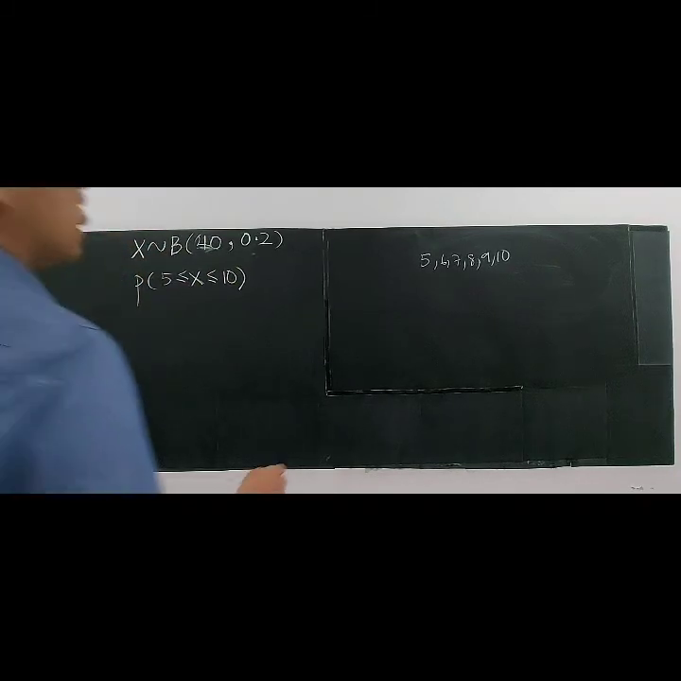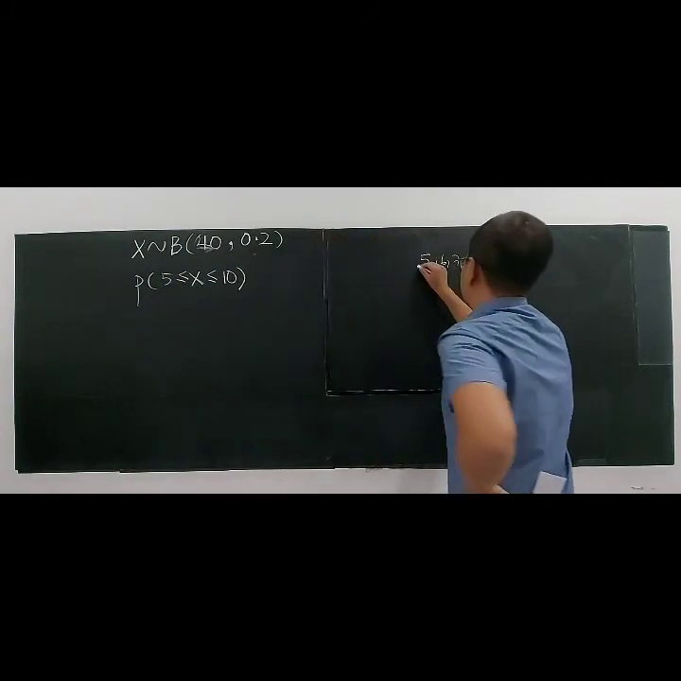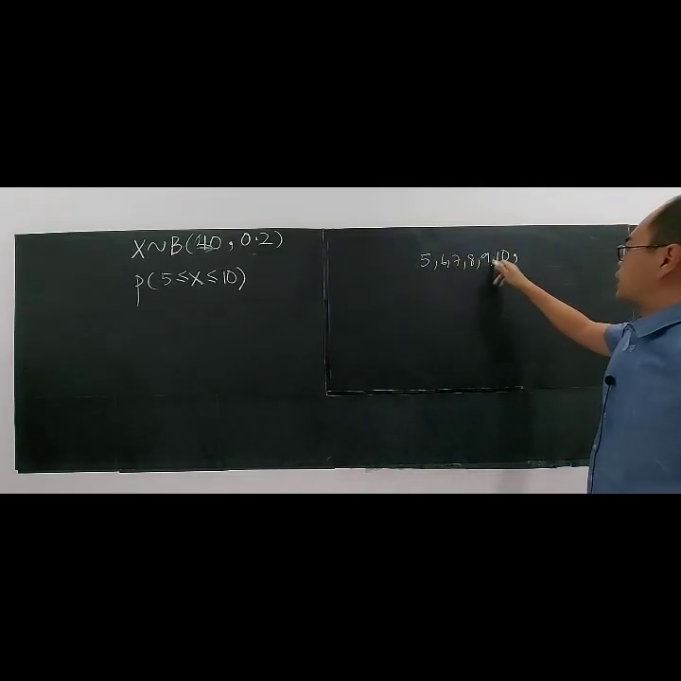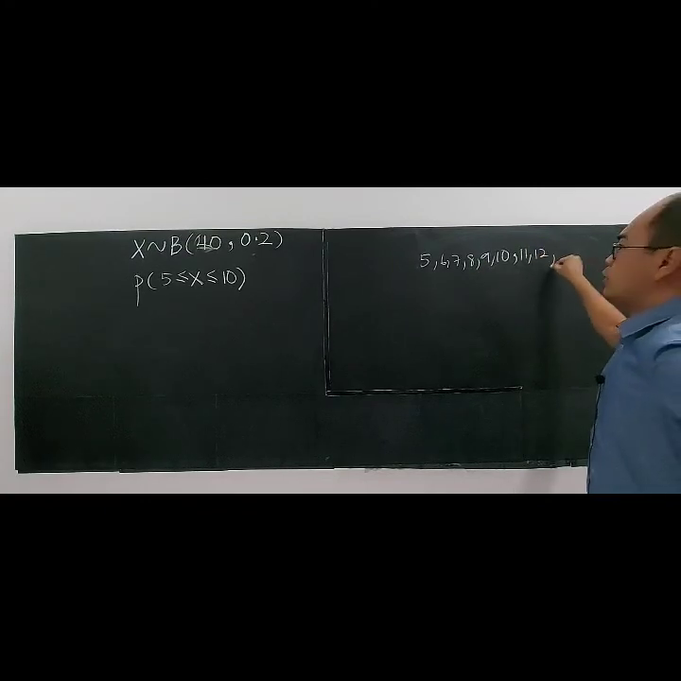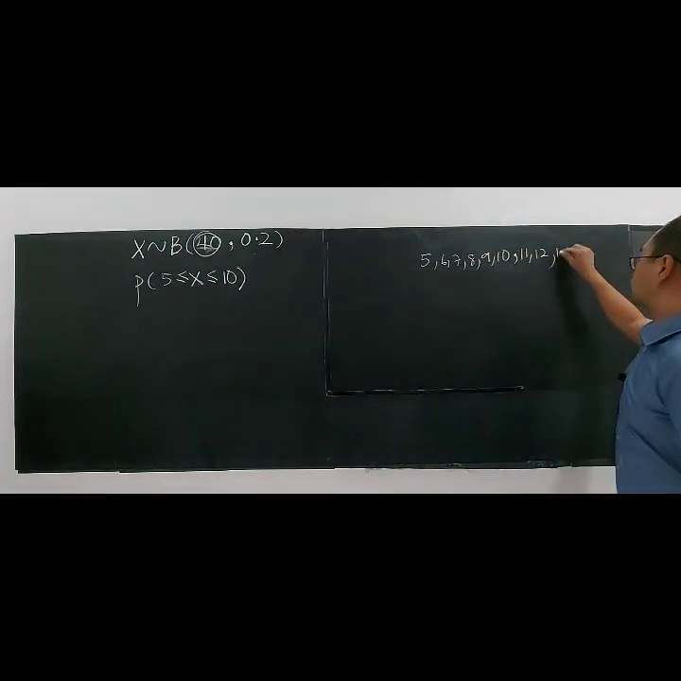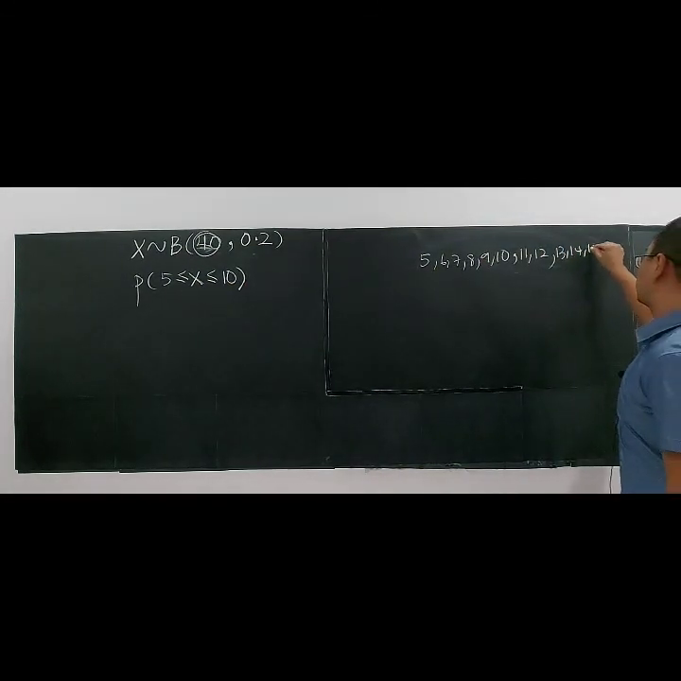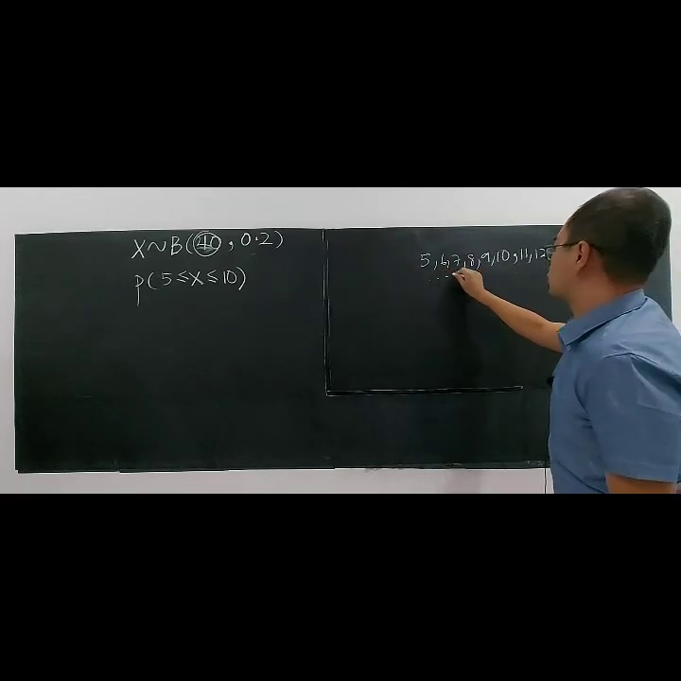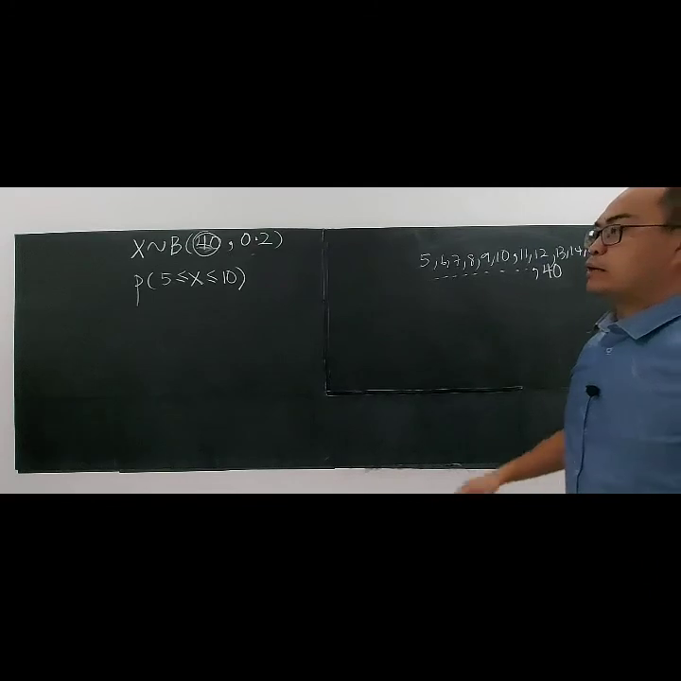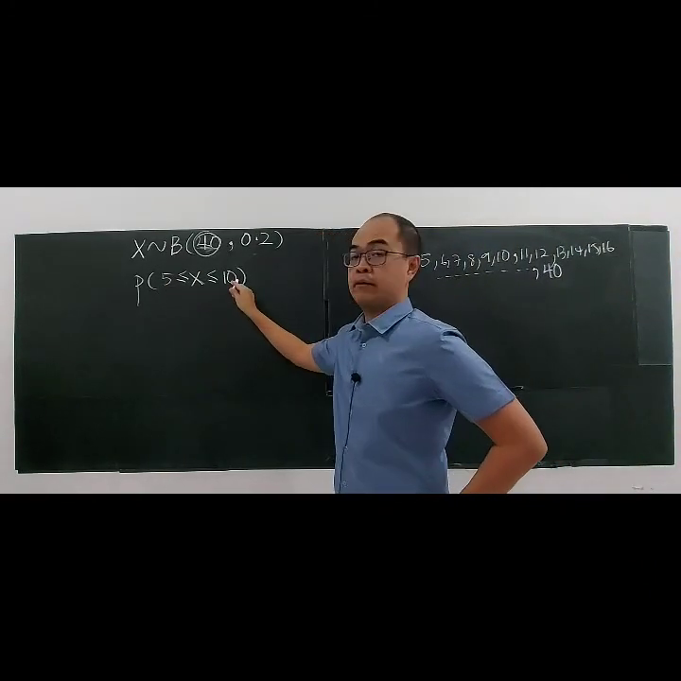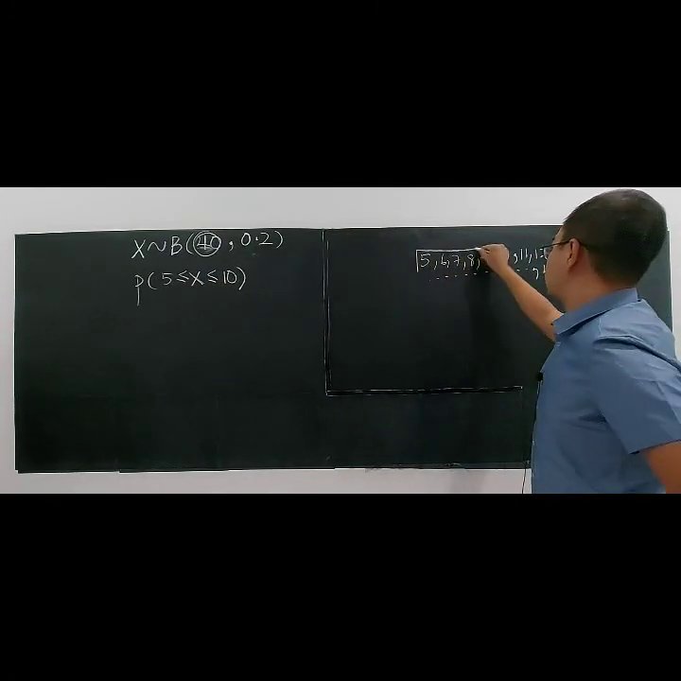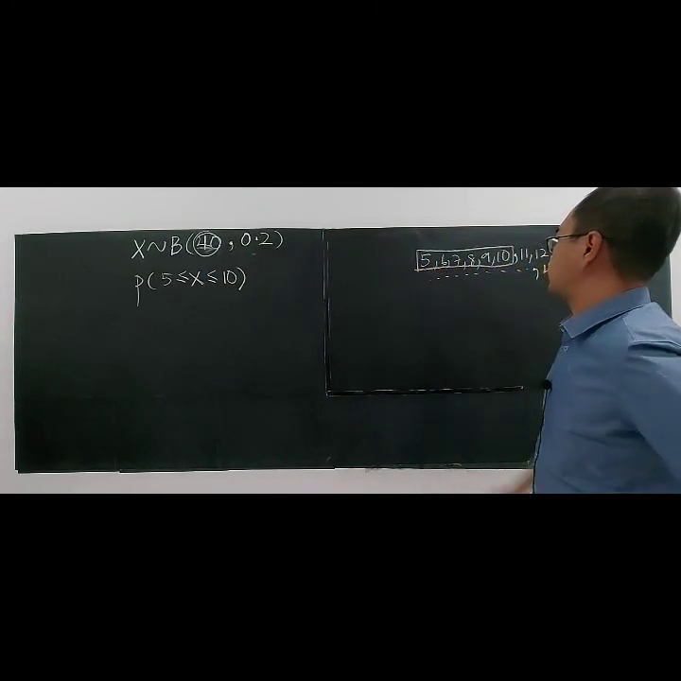So as you know, you only want 5. After 5, 6, 7, 8, 9, 10, there is 11, 12. You must understand what is meant by 40 tries. It can be 12, 13, 14, 15, 16, all the way until 40. But they only want between 5 to 10. They only want between 5 to 10.